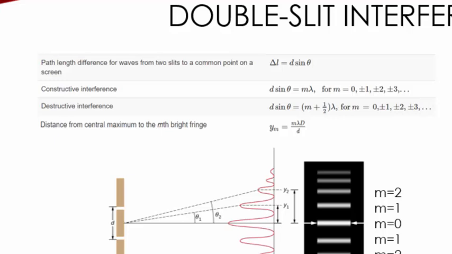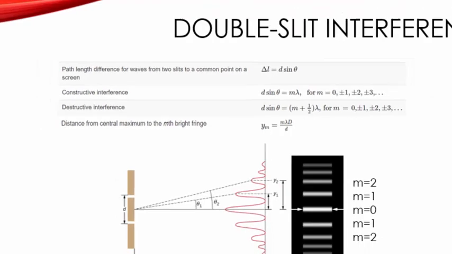And then the last one is if you want to find how far away a fringe, which is one of those bright spots, is from the center to whichever fringe you're headed for, you would use that fourth equation.